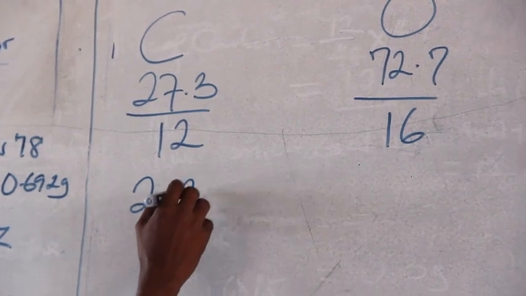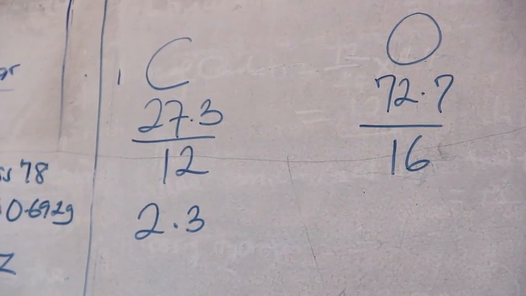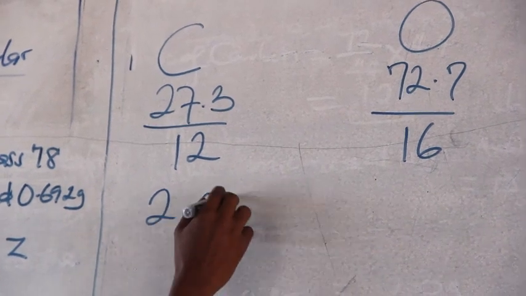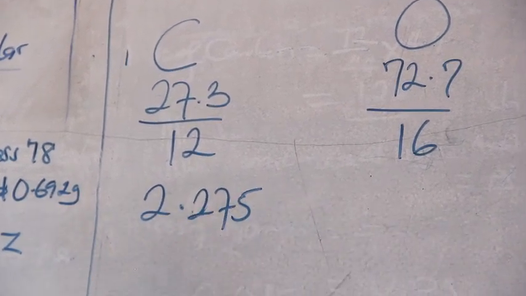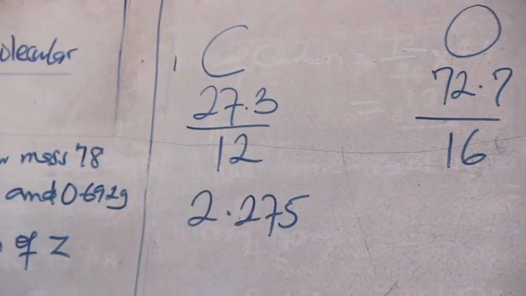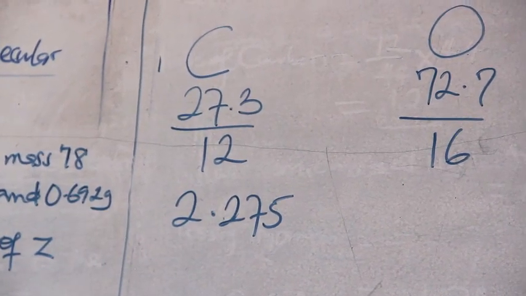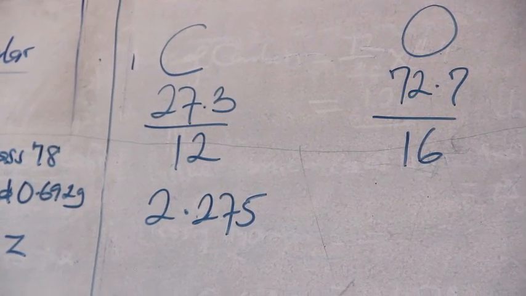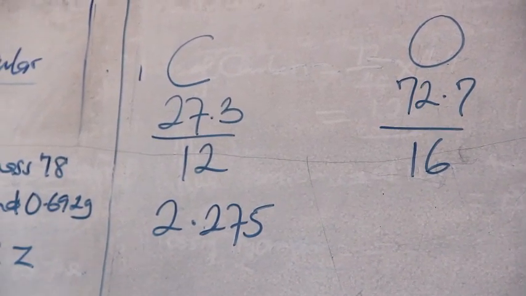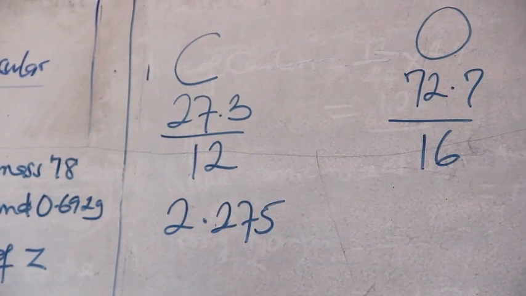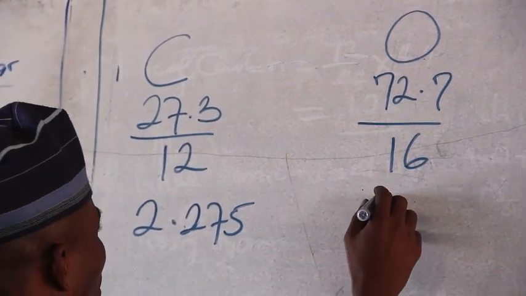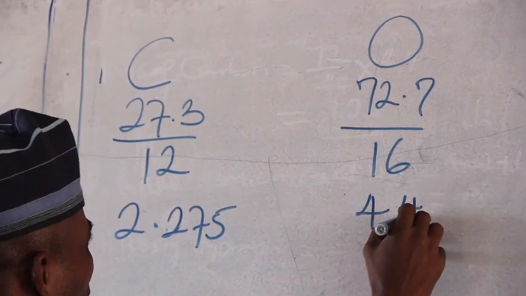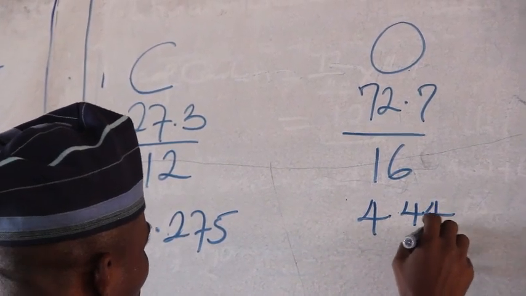2.3, 2.3 what? 2.275. Please avoid approximation at the initial stage. It will not give you the right answer. So what is 72.7 divided by 16? 4.544.